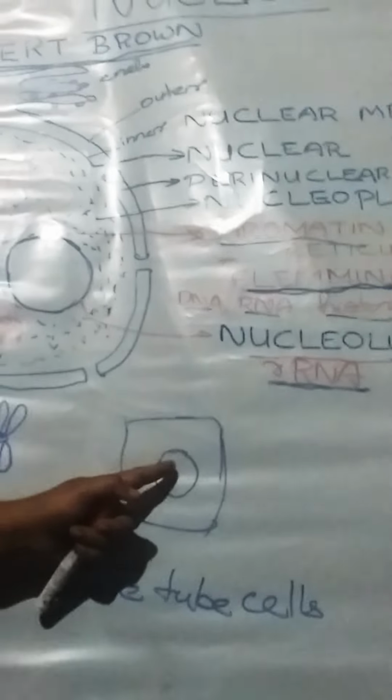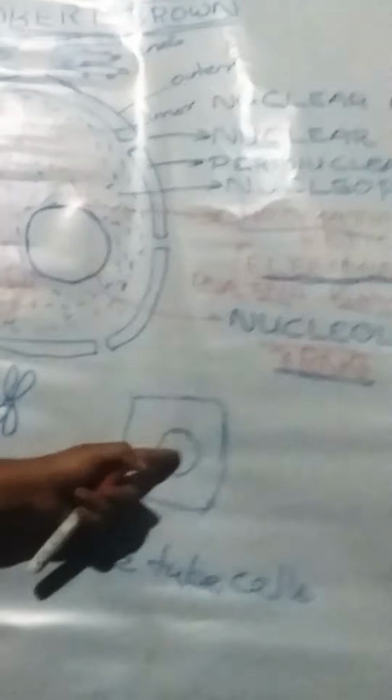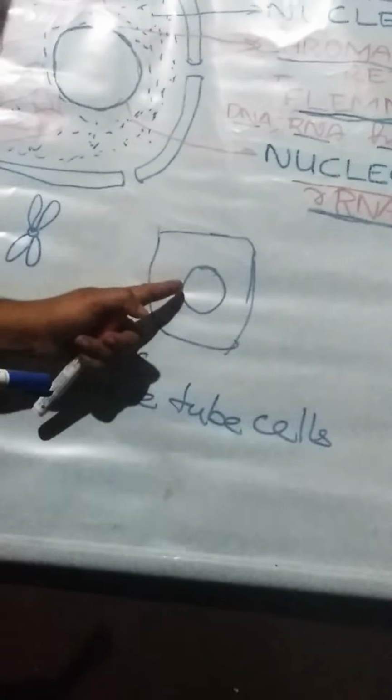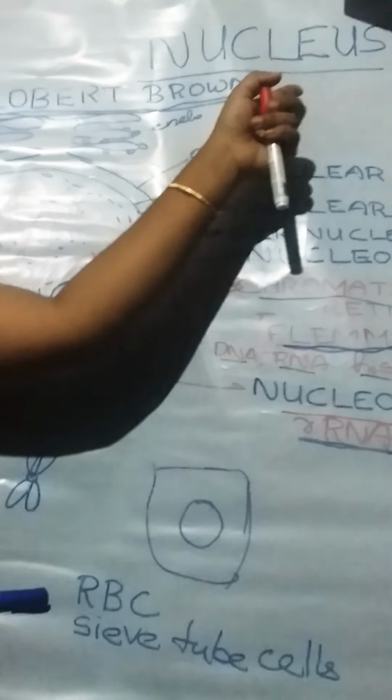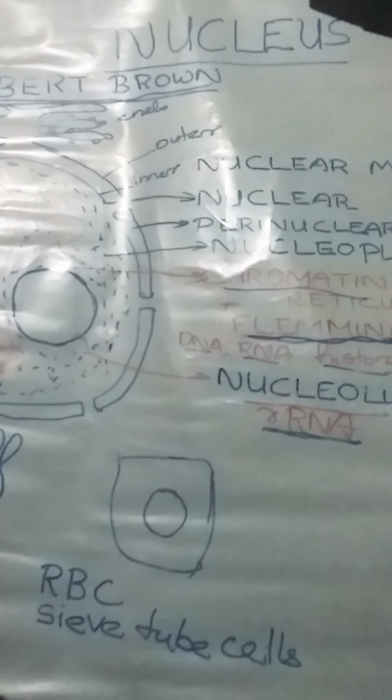It contains all the genetic materials needed for the cell and it controls all the activities of a cell, and this organelle is called the nucleus. Today we are going to study about the detailed structure of this nucleus.